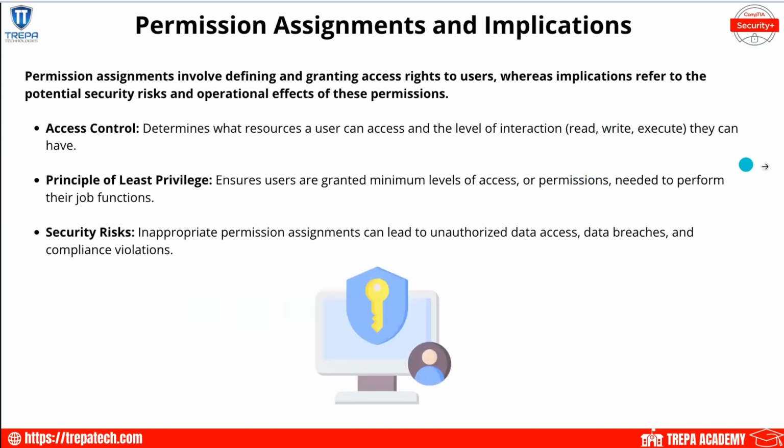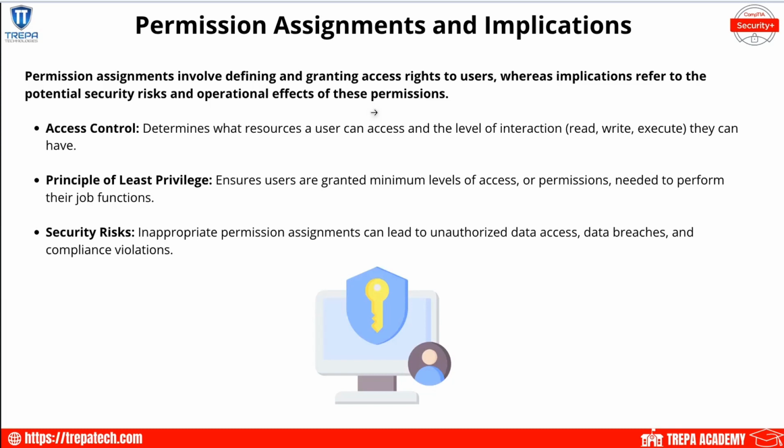So, permission assignments and implications. Permission assignments involve defining and granting access rights to users, whereas implications refer to the potential security risks and operational effects of these permissions. Assigning permissions is going to look different based on your environment. It's going to be from wherever our management console for our users is: in a big Microsoft enterprise, all Active Directory, right? In Linux, that's going to be at the bash prompt, doing our chmod commands. And then you have other third-party things, like I use G Suite, so I have to go to my Google admin console for that.